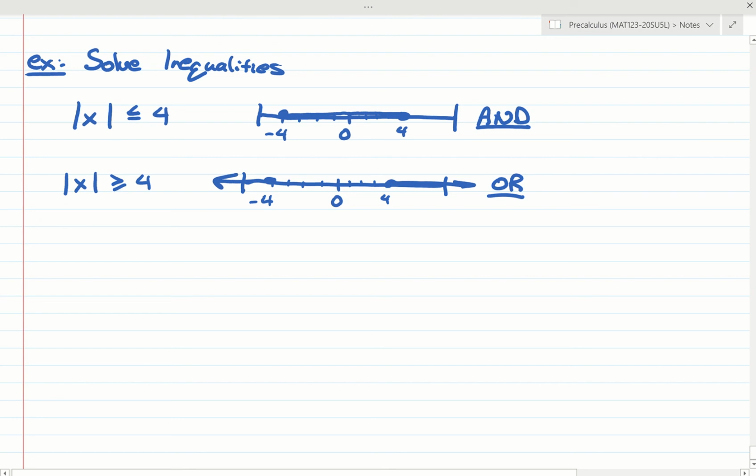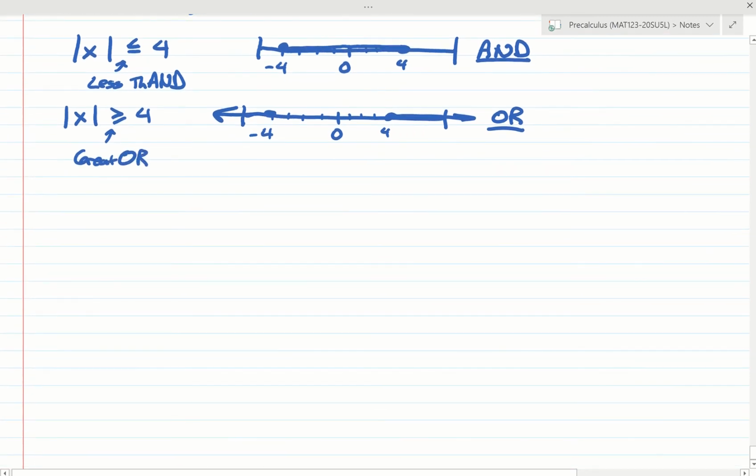Now, it's a little bit corny, but let me explain how I remember this. If you read this sign, it is a less than sign. So you'll remember to put AND when we're writing the solution. And remember, sometimes with AND, we could write them as a compound inequality. If it's an OR, well, what does this sign say? This is a greater than sign, right? That's generally how I remember them.